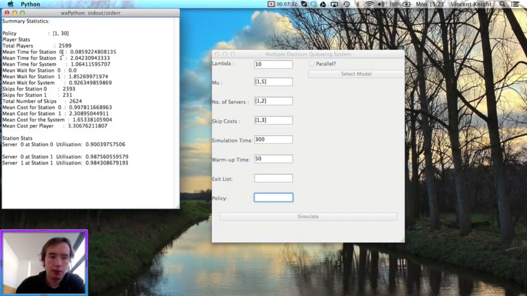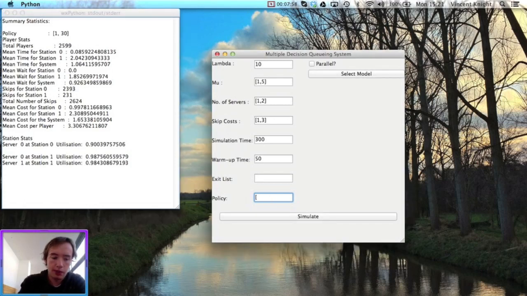We can see here we have a selfish policy of 1 and 30. What's happening at the first queue is a lot of people are already skipping, almost all of them are, so there's no point reducing that policy. At the moment that policy is 1, so not much point there, but there's not a lot of people skipping at the first station. So if we reduce the policy there, we should be able to reduce this average cost to 3.306.